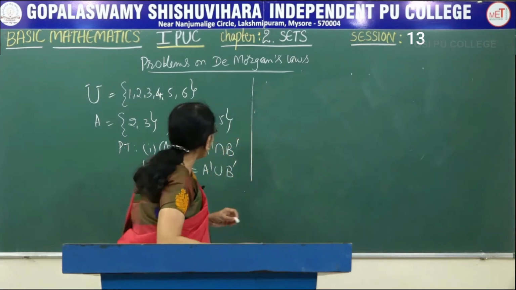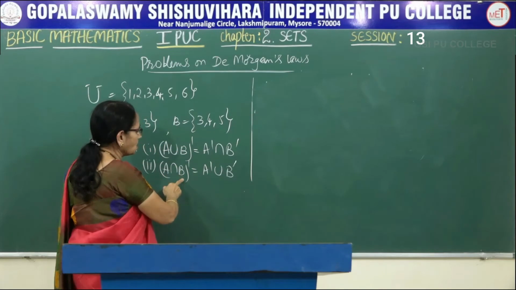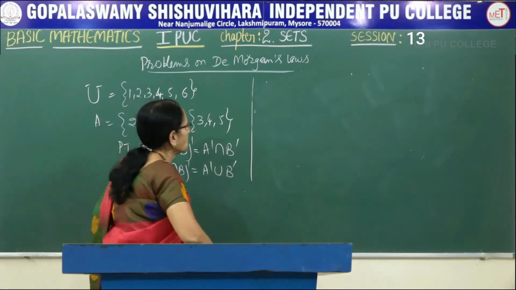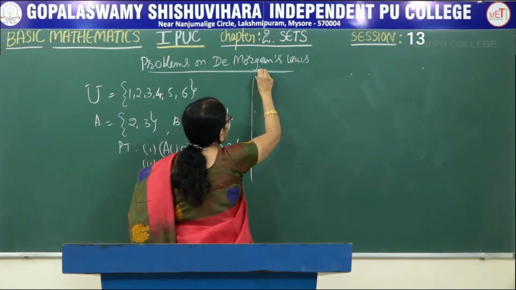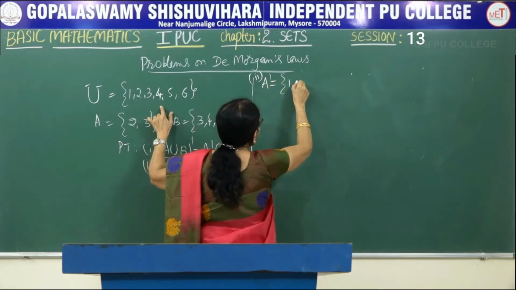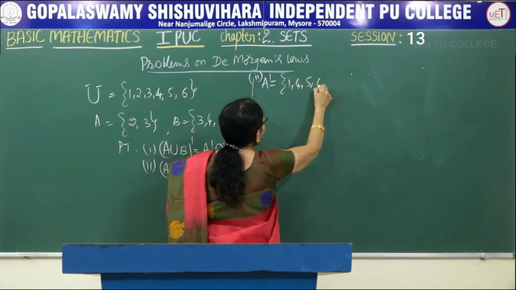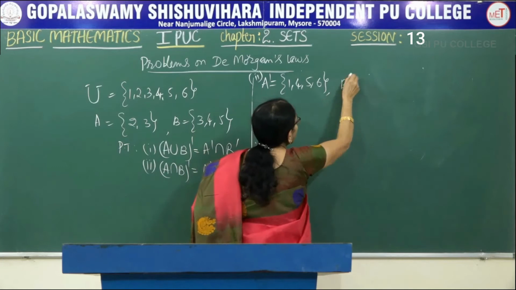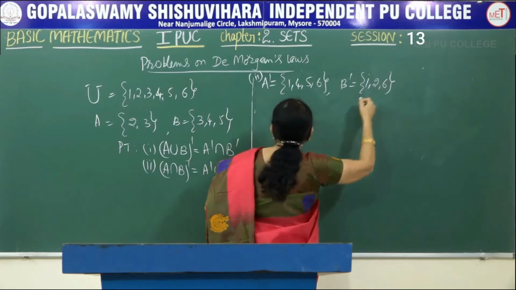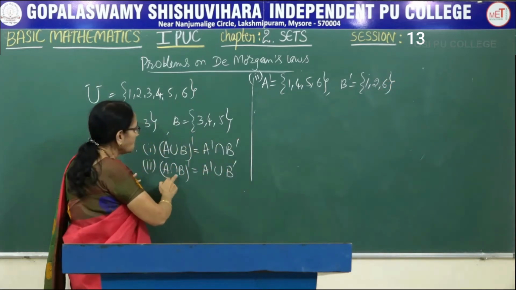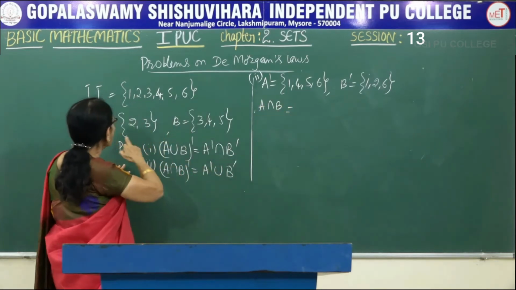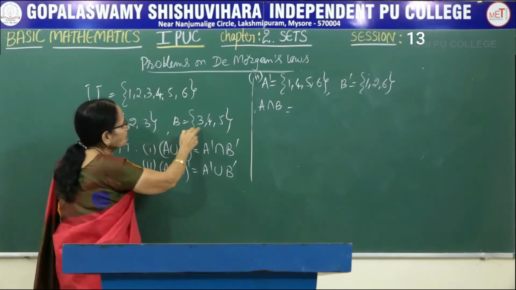Now, in the second part, you have to take the intersection, then take the complement, and on the other side take the complements, then take the union. So again, let me write the union of the complements first. A dash means, omitting 2 and 3, 1, 4, 5 and 6. What is B dash? B dash is, omitting 3, 4, 5, 1, 2 and 6. The left hand side is A intersection B. Let me take that also. A intersection B: A contains 2, 3, B contains 3, 4, 5.